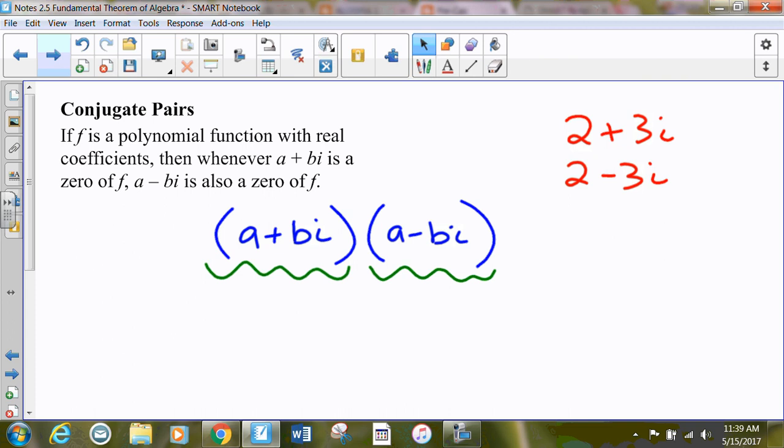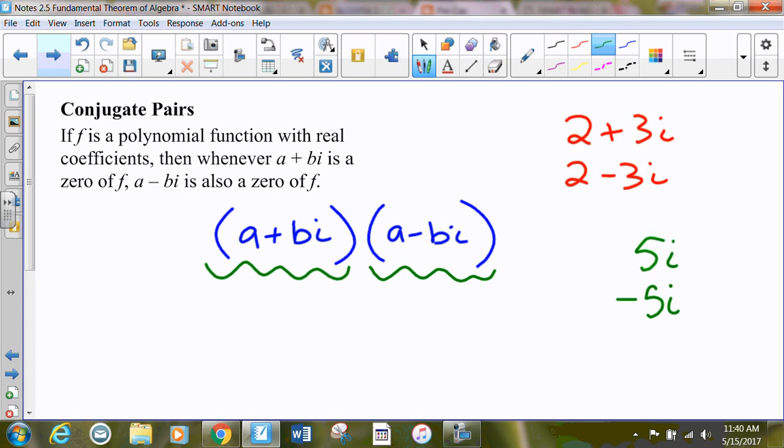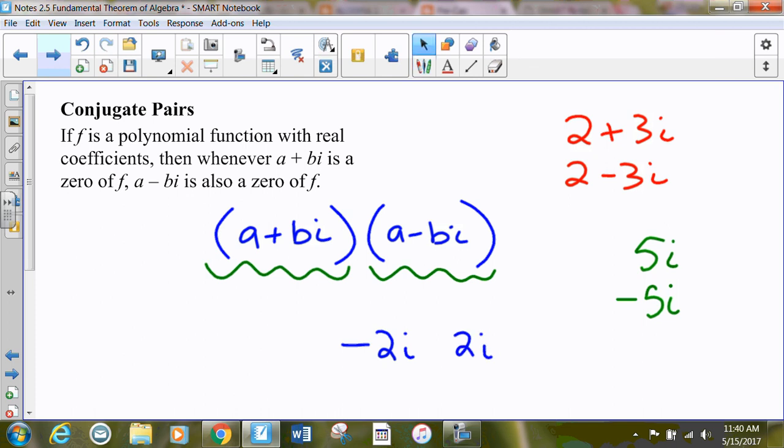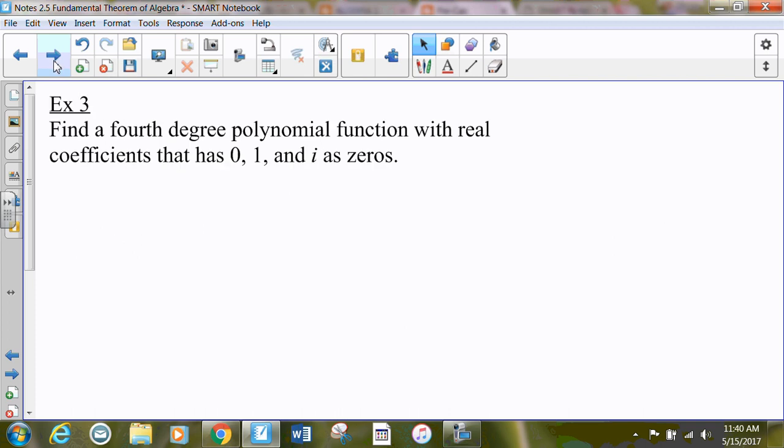What if your real part was 0 and you just ended up with something like a 5i? Well, the negative 5i is going to also be a 0. And of course, you could be given a negative 2i, and its conjugate would be a positive 2i. That would also be a 0. So it's kind of cool, and we need to remember that because there are going to be problems like this next one that will try to trick us.